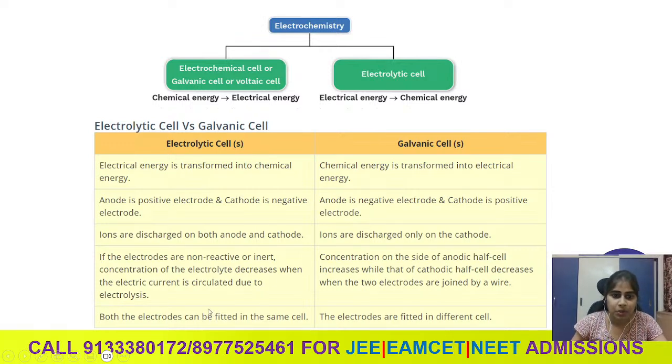And next, both the electrodes can be fitted in the same cell. So in only a single container we can fit both the electrodes here. In the other case, the electrodes will be fitted in different cells. It means two different containers are taken and two electrodes are fitted in those two different containers.